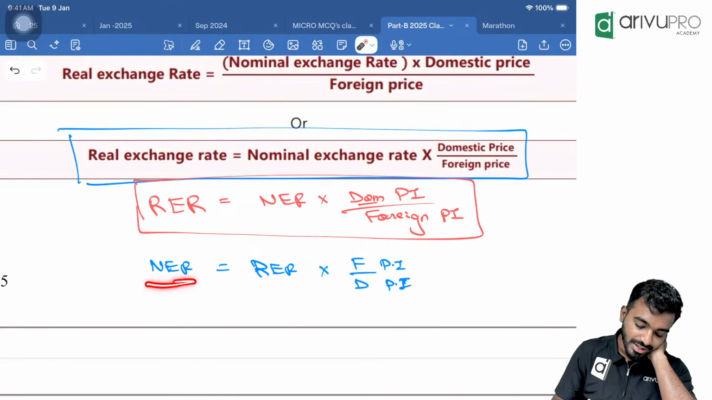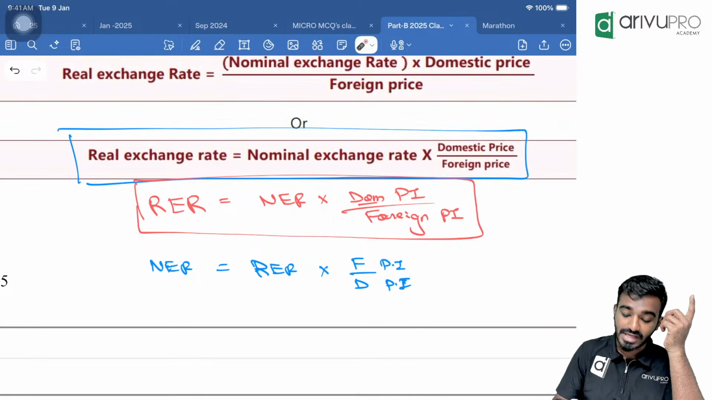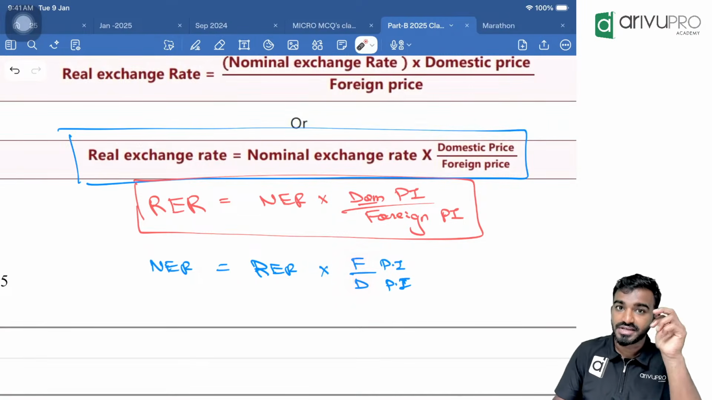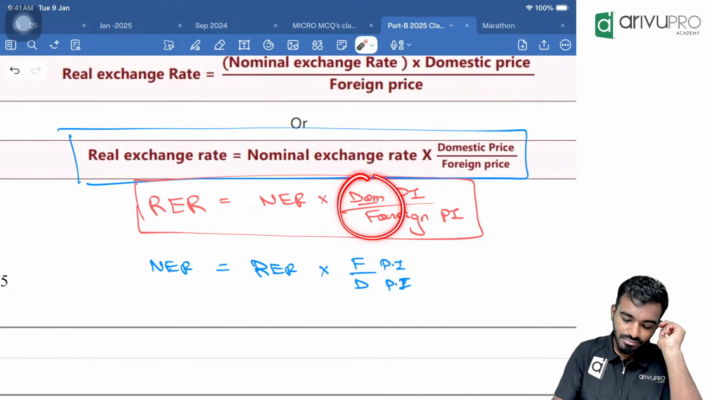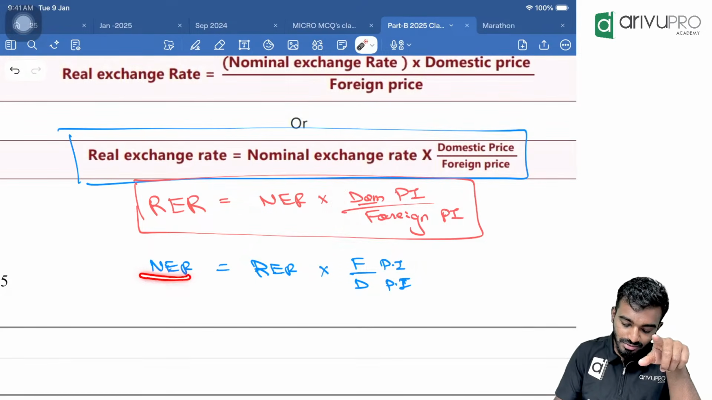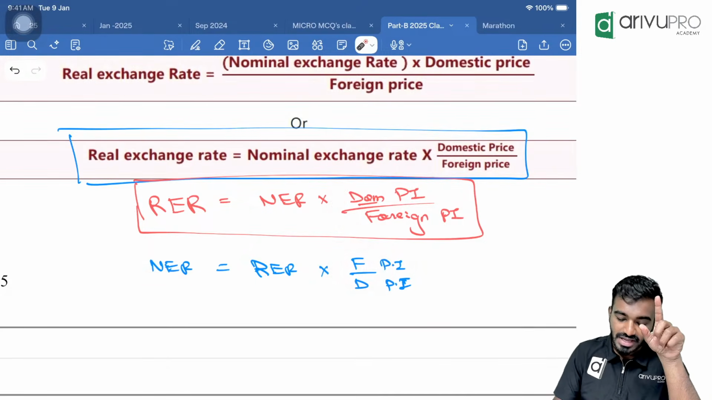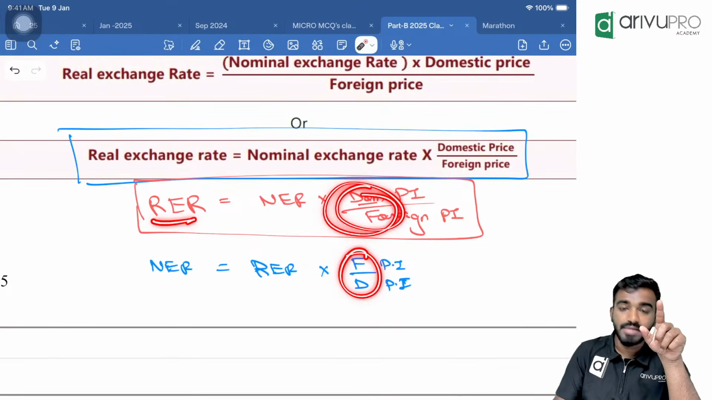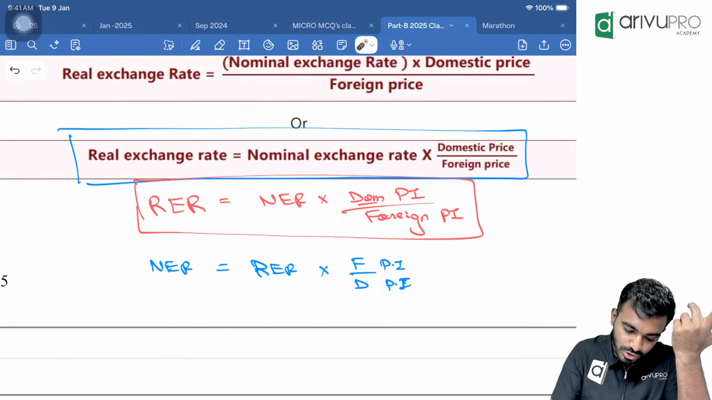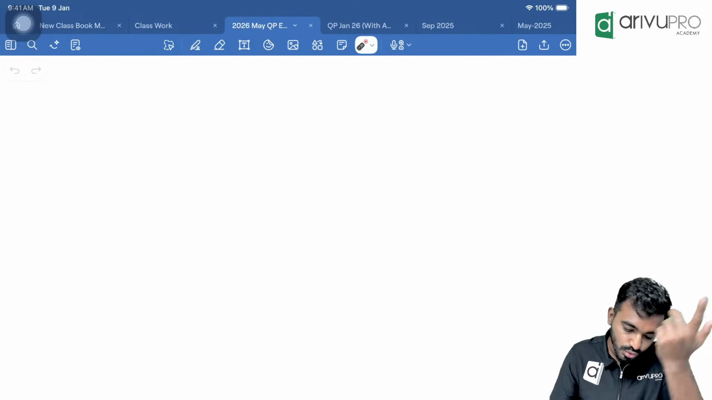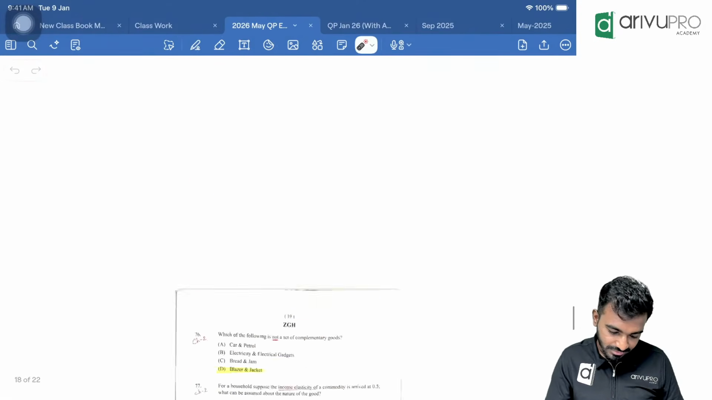So remember this shortcut. Whenever you are calculating nominal, remember "bank FD", F by D. If it is real, D by F. That's it. Let me show the exam question itself. In the past 2 attempts, continuously these questions are coming. Wait, let me show.